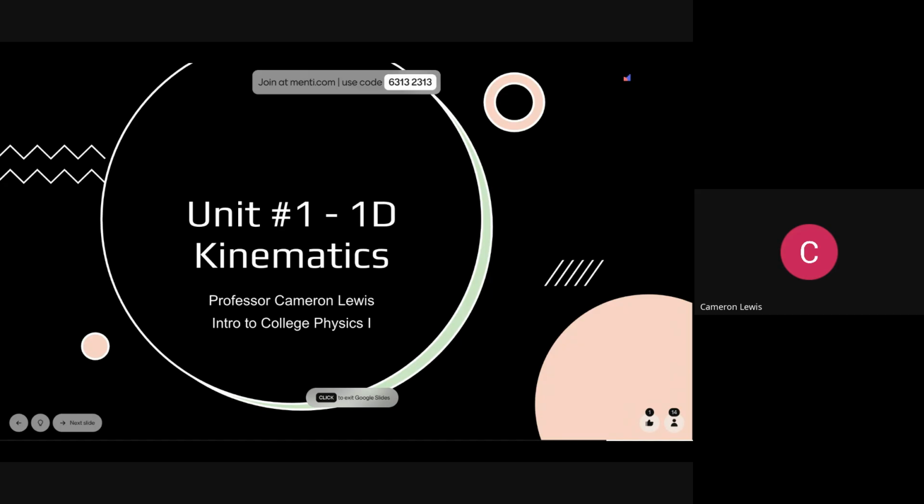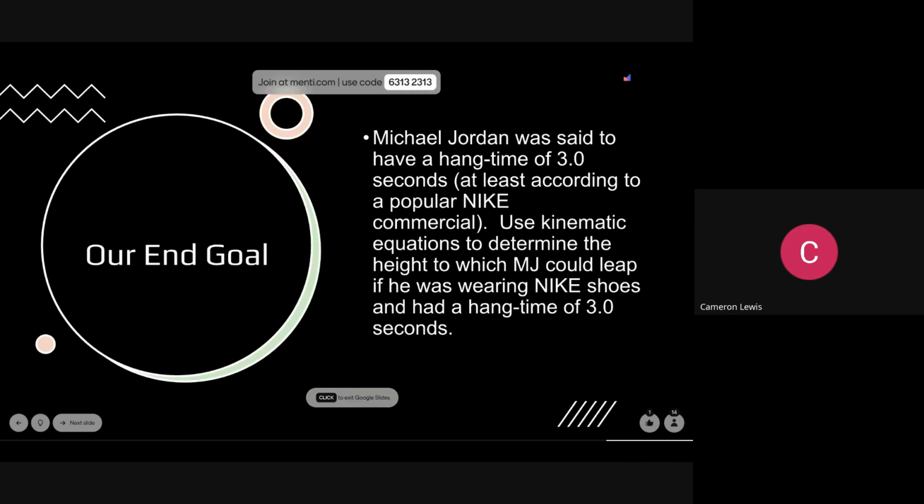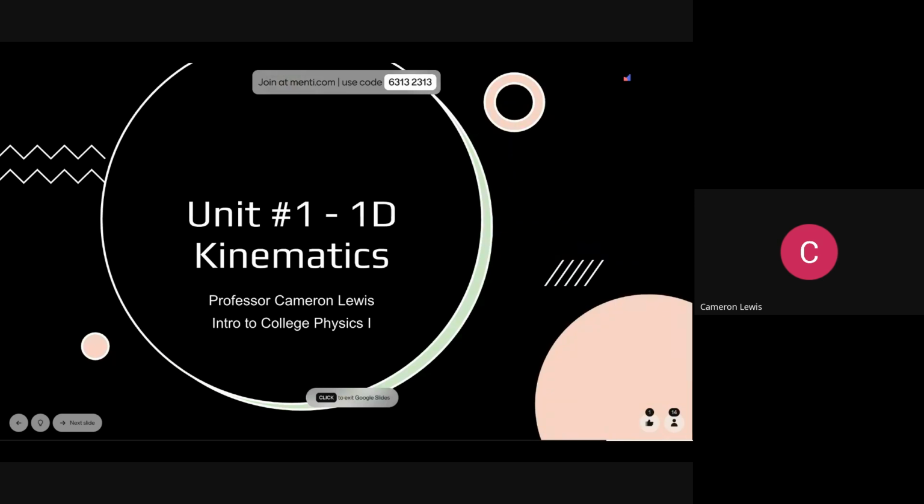So I'm sorry, what screen are we looking at? Should it say my slide? Do you see 1D kinematics? Look at the presentation on the speaker. Is it on Menti? Join the what you call it? Google Meet. So yeah, if you're in class and you want to follow along with the slides, just join the Google Meet. I sent it in an announcement.